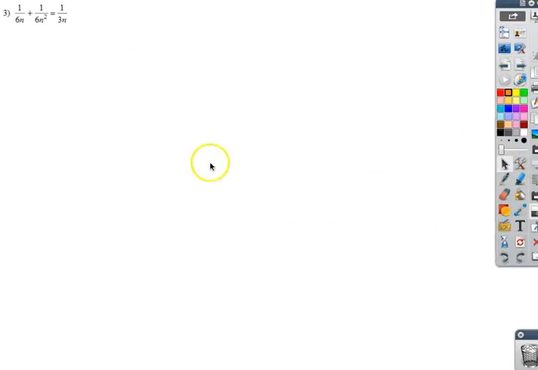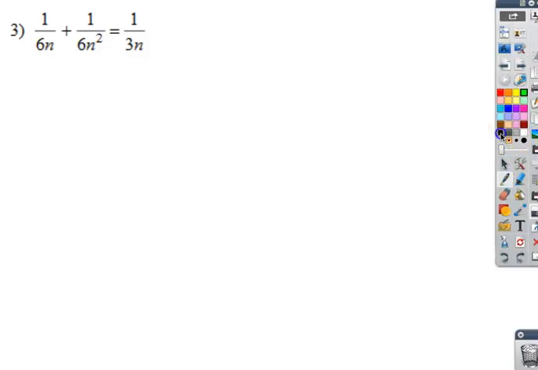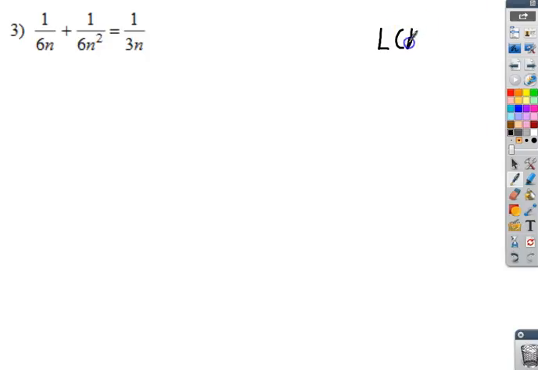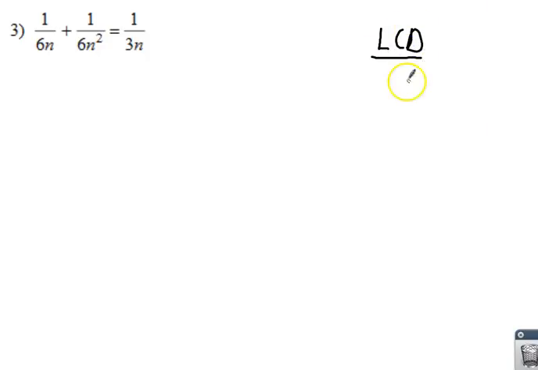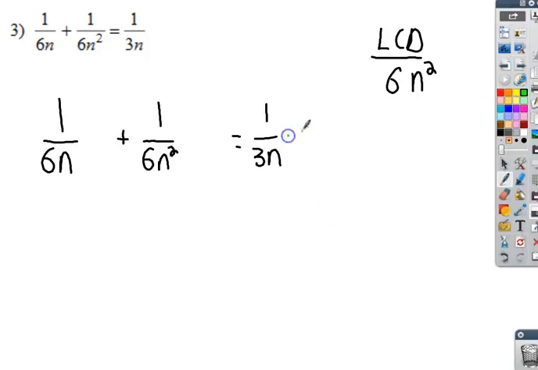Okay, this particular one, some people were not fans of because my LCD is a little complicated. I have an n squared, and an n. So I always take the biggest one for my LCD. So out of the n squared, the n, and the n, I need the n squared. Out of a 3, a 6, and a 6, I need the 6. If I wanted to add all these things together, I would need that. So I multiply that to the numerator of every single term. Just the numerator. I can do that because sharing is caring.